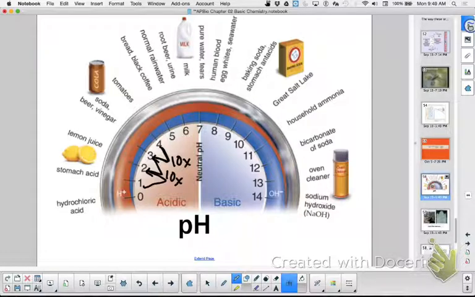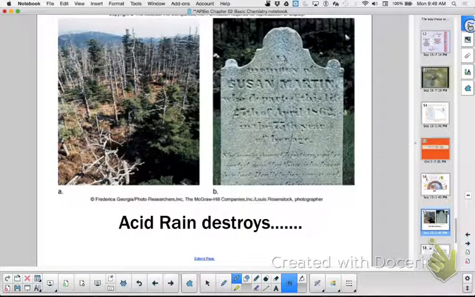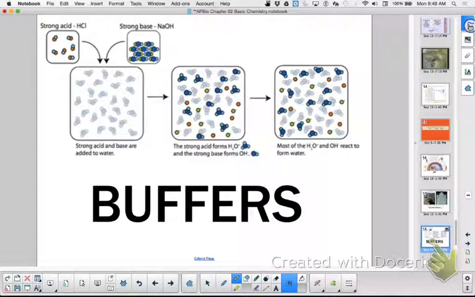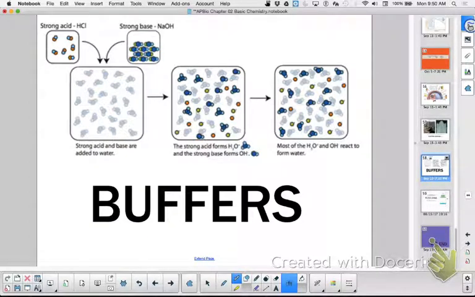Buffers. Oh, acid rain, bad. Buffers: a buffer is a chemical or a combination of chemicals that keeps pH within normal limits. They work by taking up excess ions. The biological benefit is you have a normal blood pH. Okay, I'm going to do the review questions in our review.